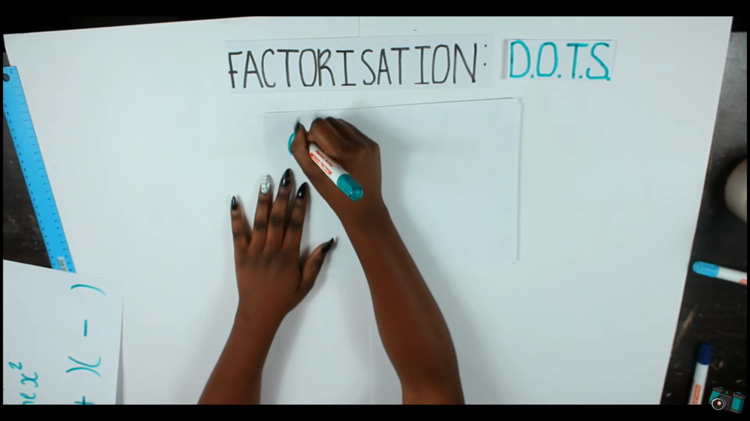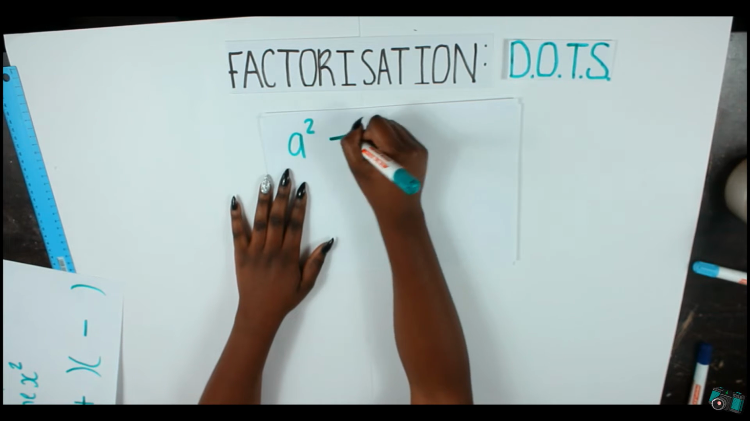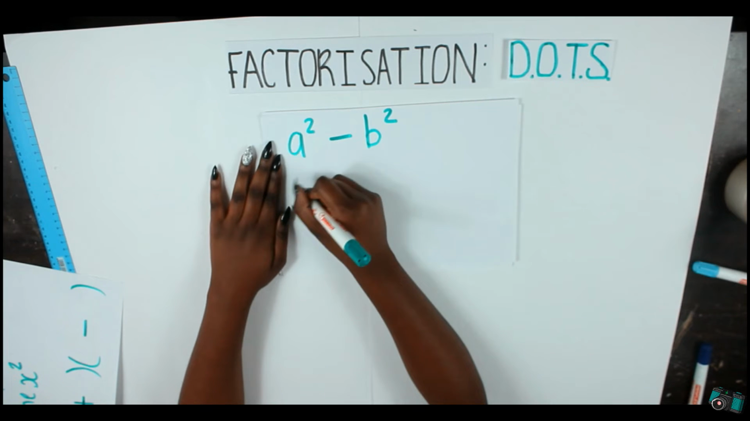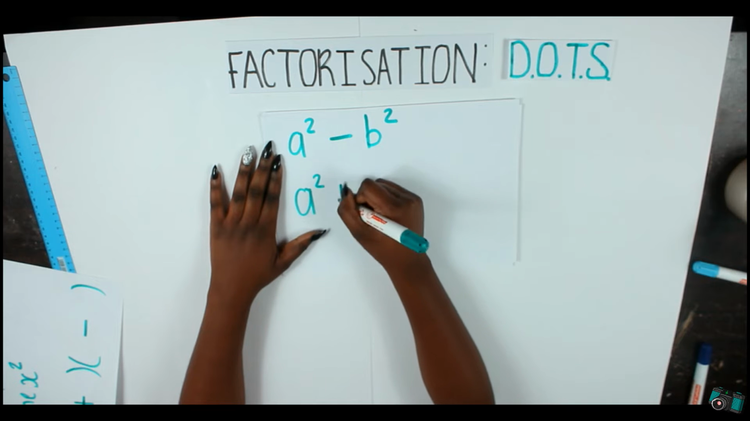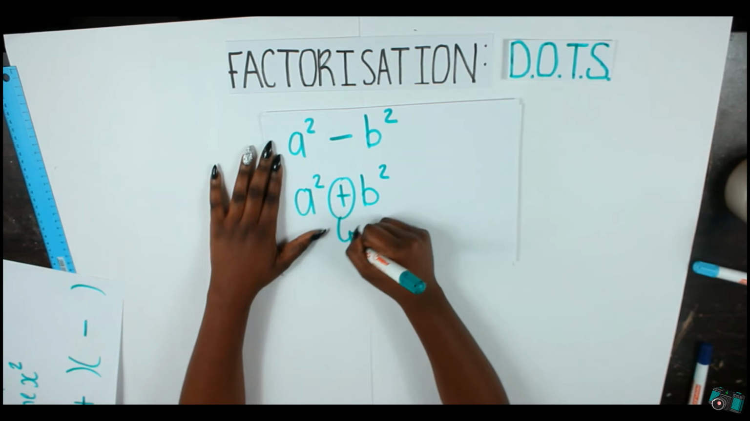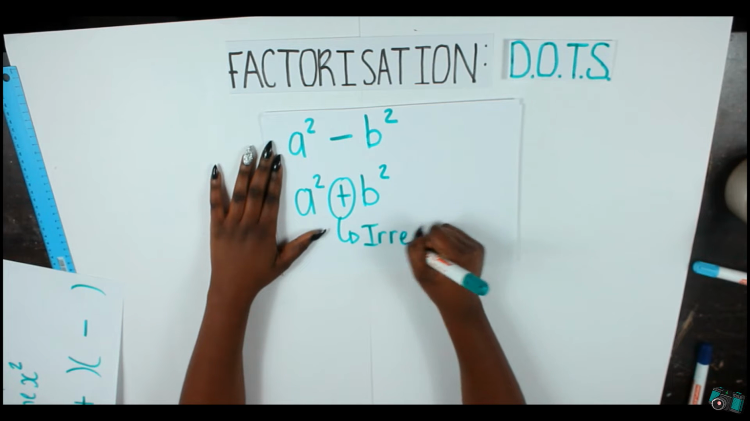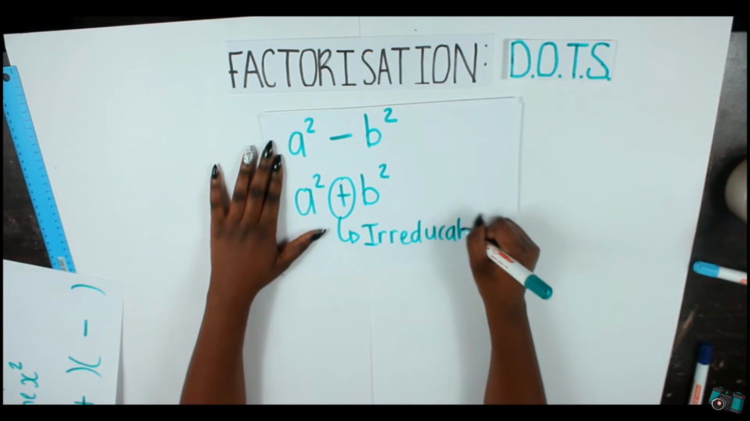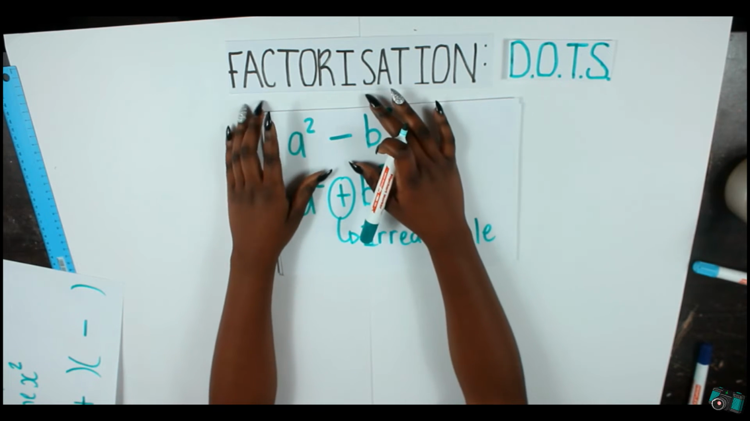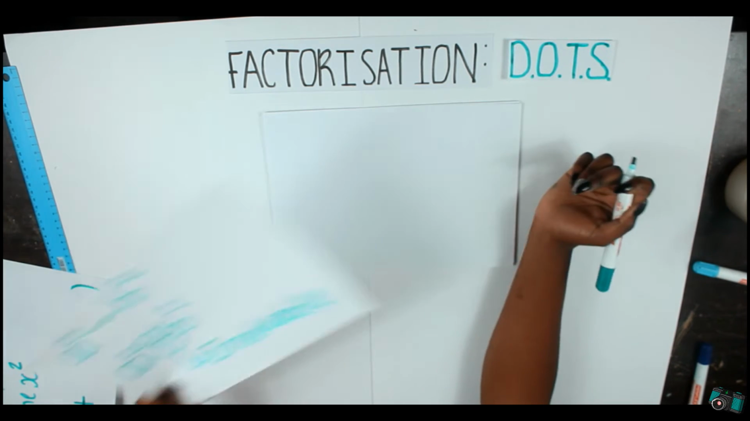So let's say you have a squared minus b squared. If it was a squared plus b squared, the plus makes the sum irreducible, so you can't do anything to it. But if it's a negative, then it's difference of two squares, because difference means minus.